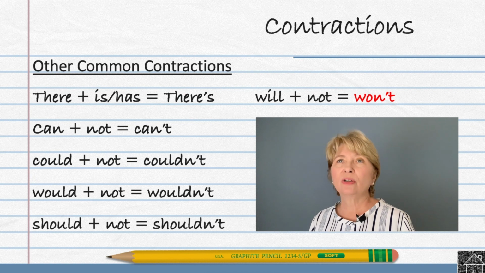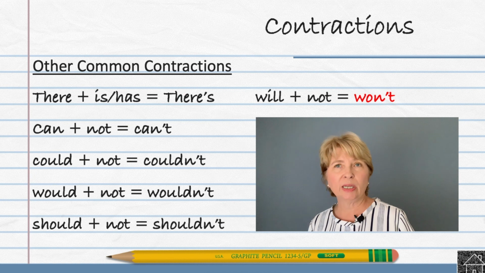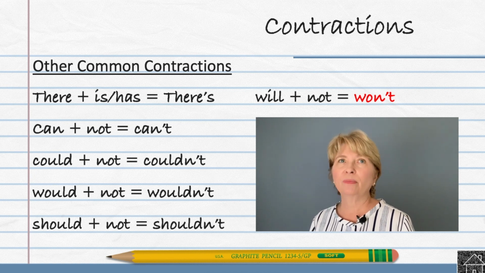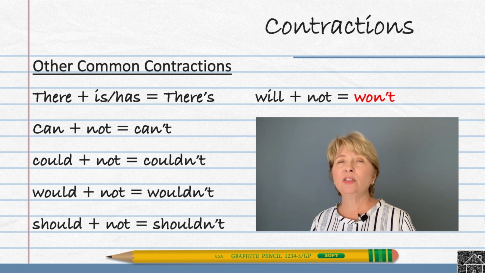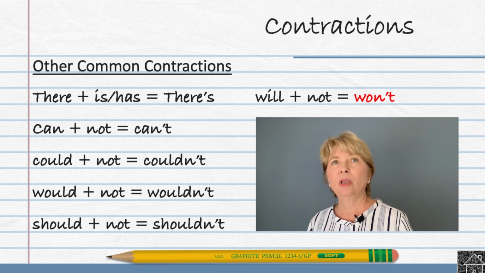The rest of these are actually modals, or helping verbs that have some amount of possibility or an idea about the future. Can plus not becomes can't. I can't come to the party. I have too much work to do. Could plus not is couldn't. Mary couldn't do her homework last night because she left her book at school.